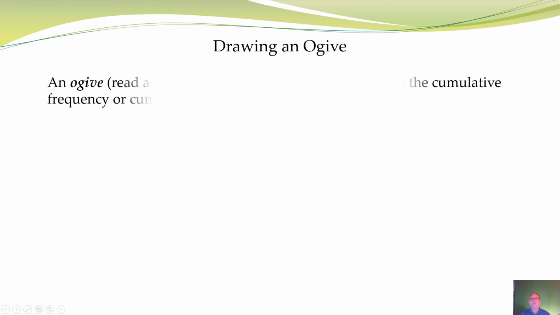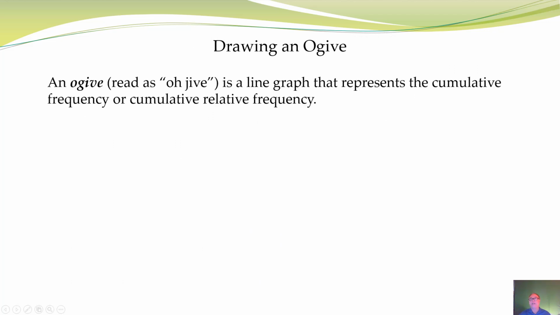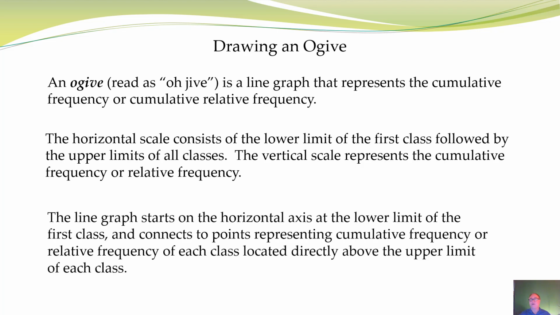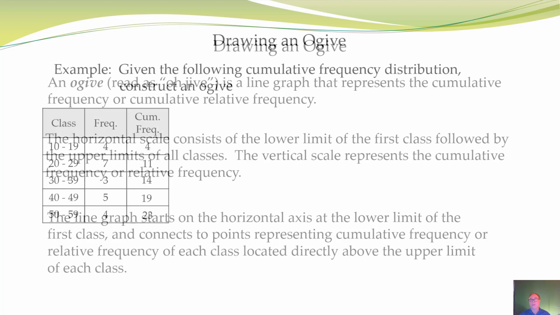Drawing an ogive. An ogive is a line graph that represents the cumulative frequency or cumulative relative frequency. The horizontal scale consists of the lower limit of the first class followed by the upper limits of all classes. The vertical scale represents the cumulative frequency or relative frequency. The line graph starts on the horizontal axis, the lower limit of the first class, and connects to points representing cumulative frequency or relative frequency of each class located directly above the upper limit of each class.